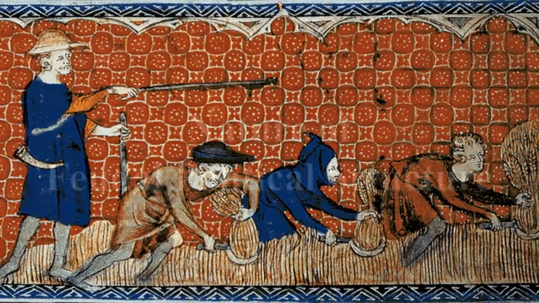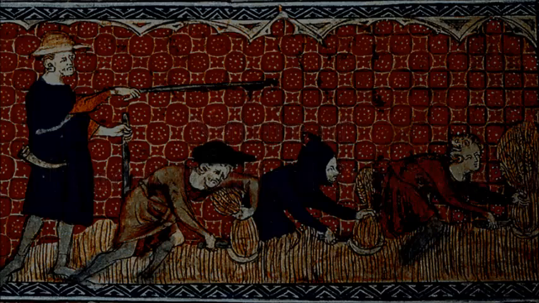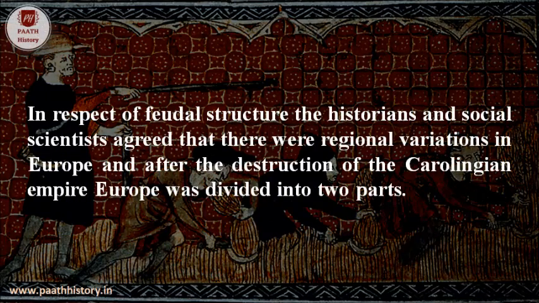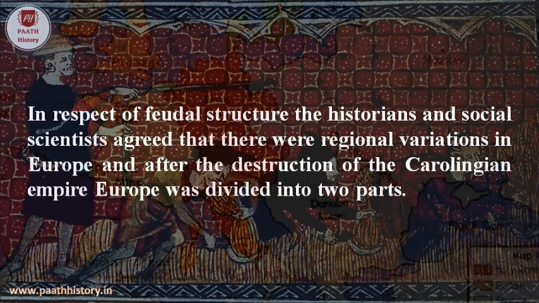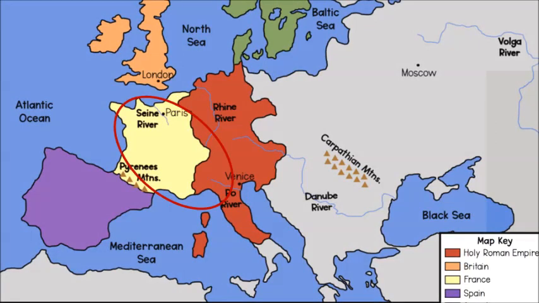Today we are going to discuss the nature of feudal political structure. In respect of feudal structure, historians and social scientists agree that there were regional variations in Europe, and after the destruction of the Carolingian Empire, Europe was divided into two parts. Firstly, Gaul, which is now known as France, and the Italian part of the empire, and secondly, Germany and Scandinavia.